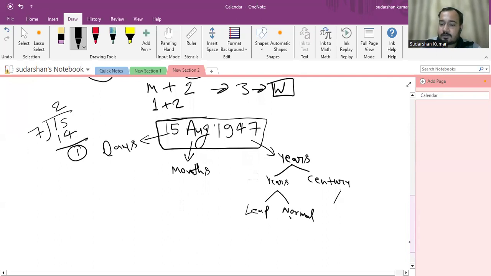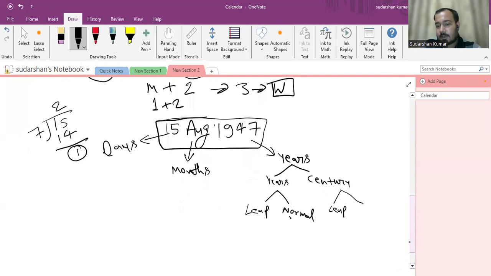But in centuries, there are also two types of centuries. First is leap century and another one is normal century. So in days, we can find odd days. In month, we can find odd days.